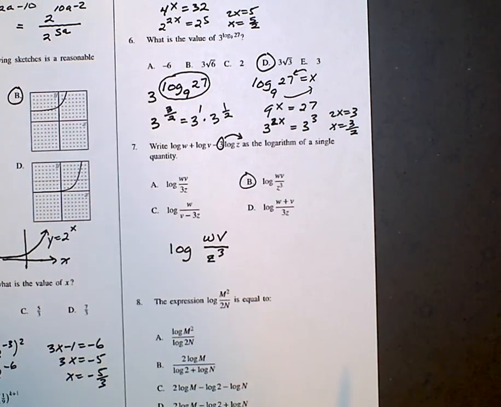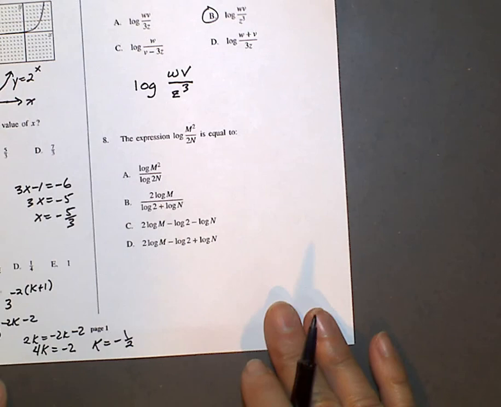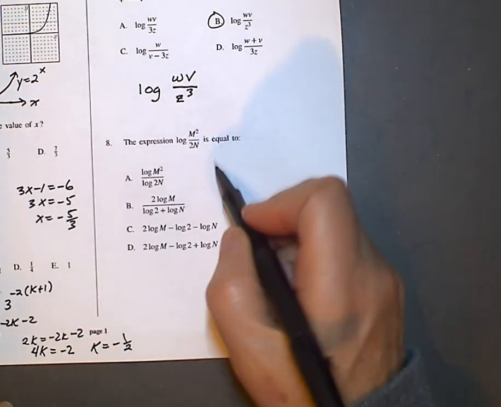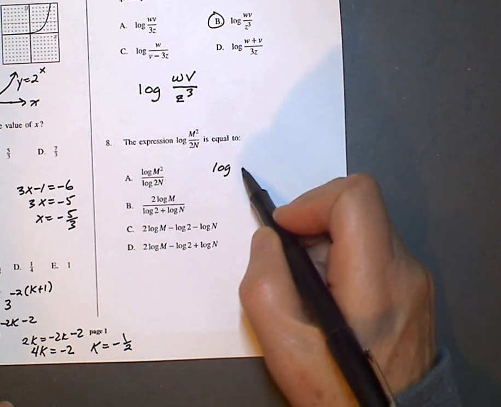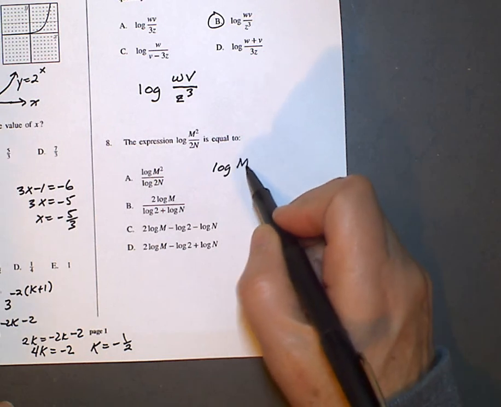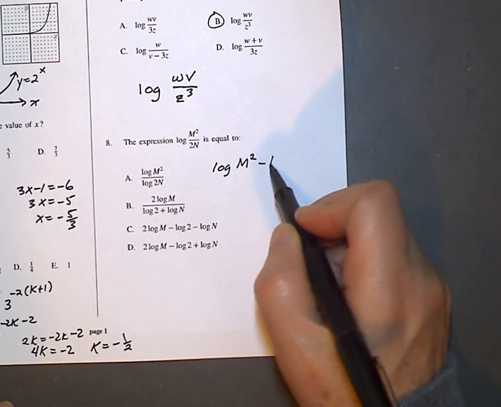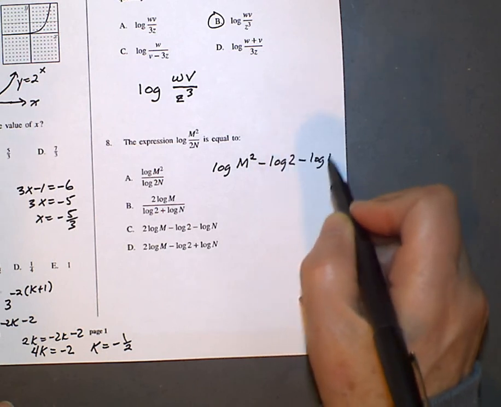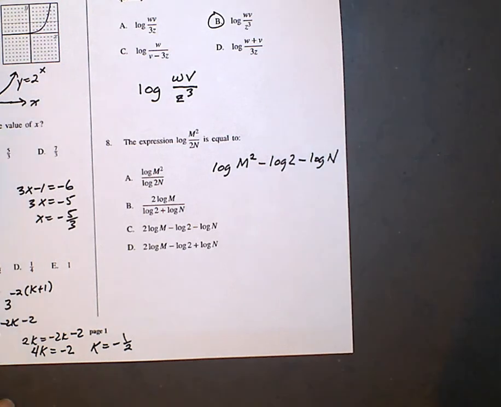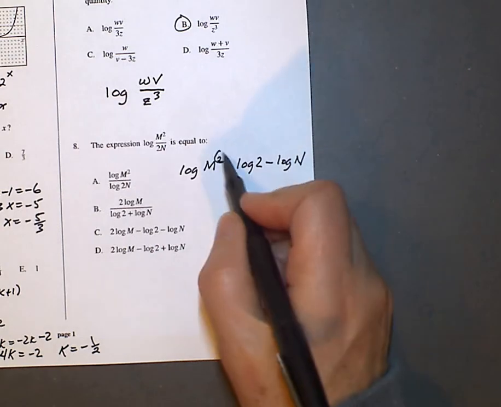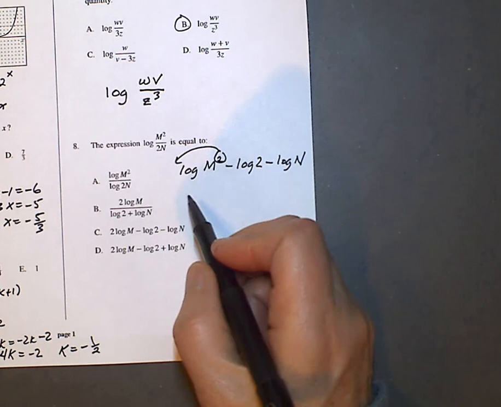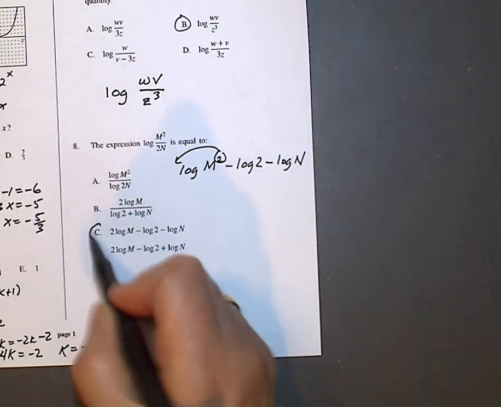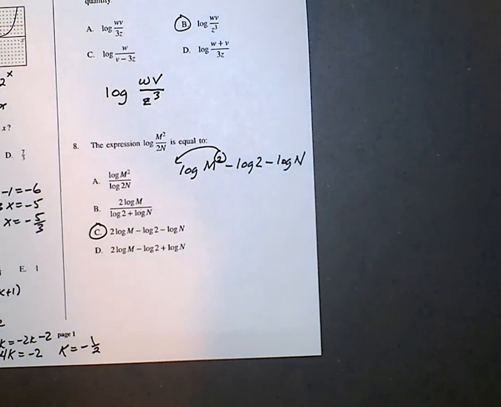Okay, same kind of thing. I'm using the log properties in number 8. I'm going to take this apart. So if I just did this one step at a time, it'd be the log of m squared minus the log of 2 minus the log of n. And so now this 2 will come down to the front. So I'll end up with 2 log m minus log 2 minus log n, for choice C. And that's page 1.